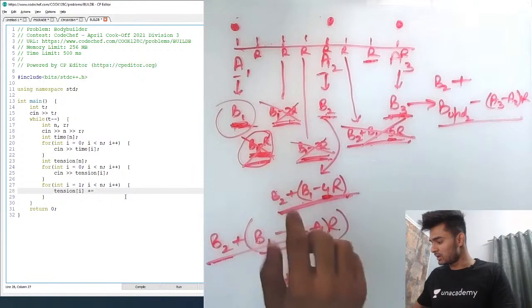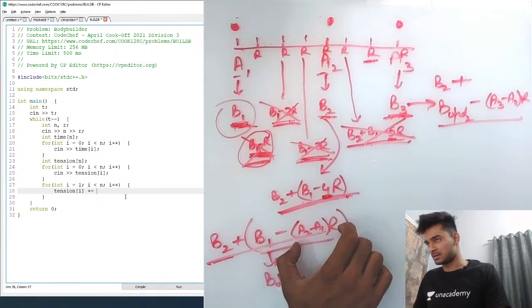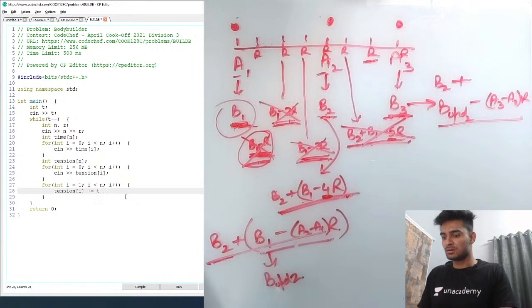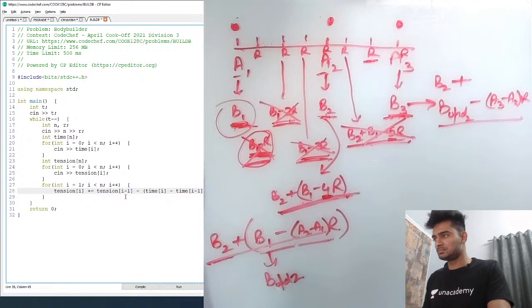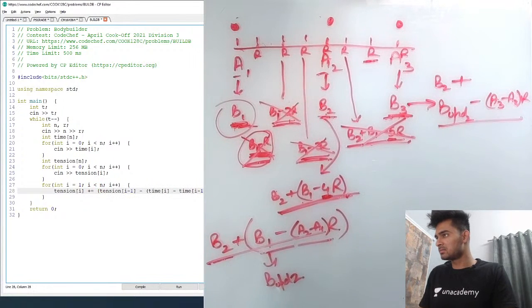Okay, so what do we have to add? We have to add the tension of the previous value and the difference between time times r. So we'll make tension[i-1] minus time[i] minus time[i-1] times r. Okay, so there is one small thing left here that we need to check. We need to check if this value is actually greater than 0 or not. So we'll do this with a comma 0, and we'll just take the maximum value.